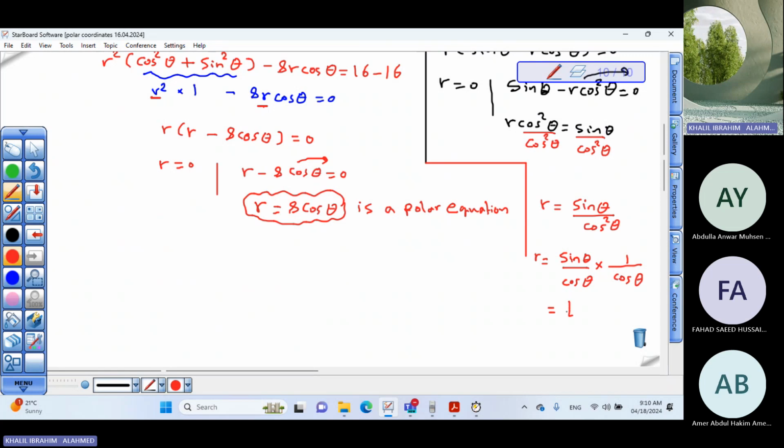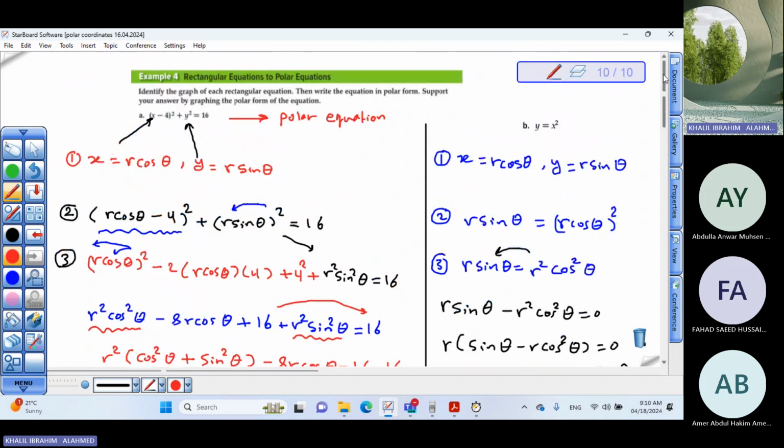This equals tan theta times what? This is 1 over cosine, sec theta. Okay, this is the equation. Now this is the polar equation. That's it. Did you understand, Mr. Abdullah, these steps, how to convert this equation from rectangular form, y equals x squared?